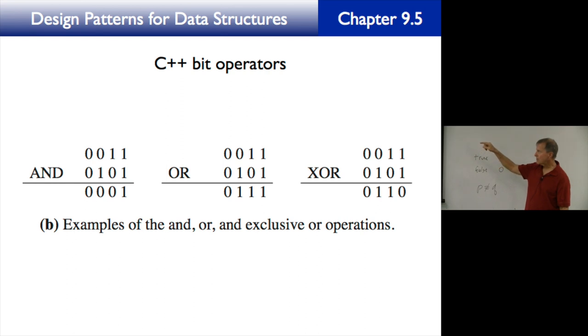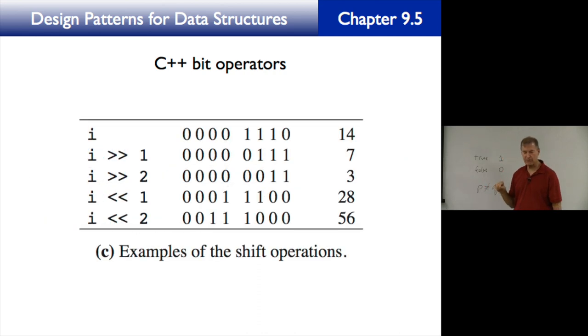So are 0 and 0 different? No. So the result is 0. Are 0 and 1 different? Yes. So it's 1. 1 exclusive or 0 is also 1, but then 1 exclusive or 1 is 0. So you see, it's like or, but they can't both be true at the same time. So it's one or the other, but not both. Now, does everybody understand how that works in binary? Yeah? And the symbol for this in C++ is that caret. All right? Are we good? Okay, now let's take a look at how these shift operations work.